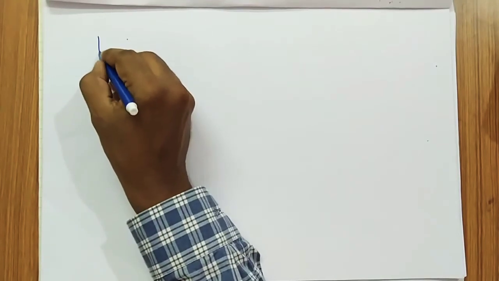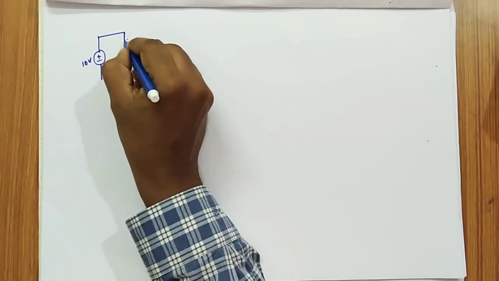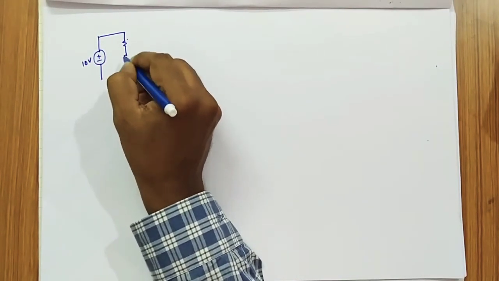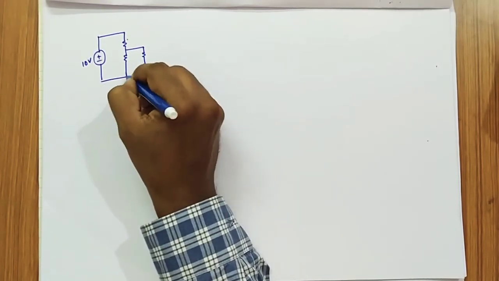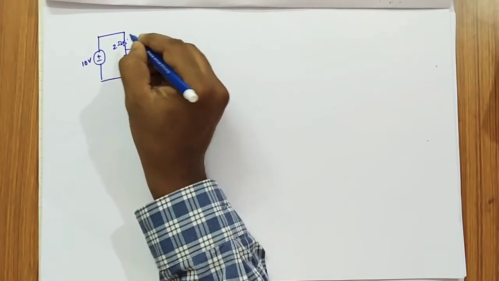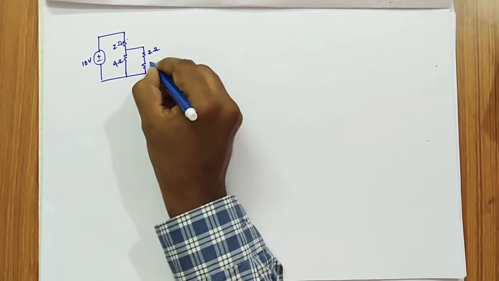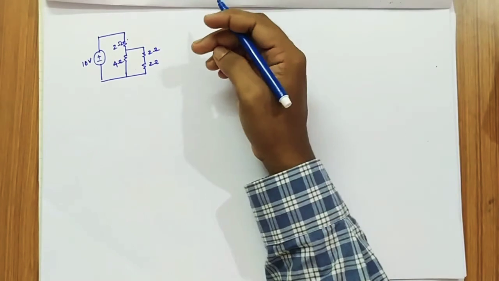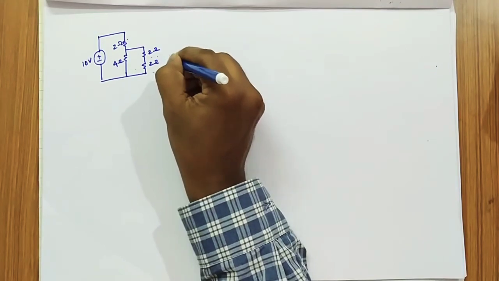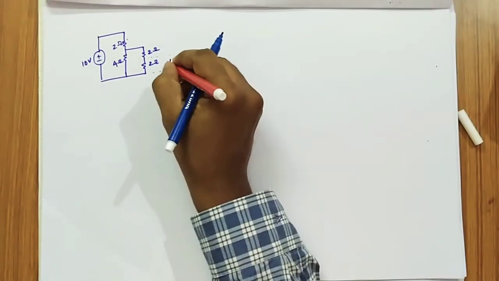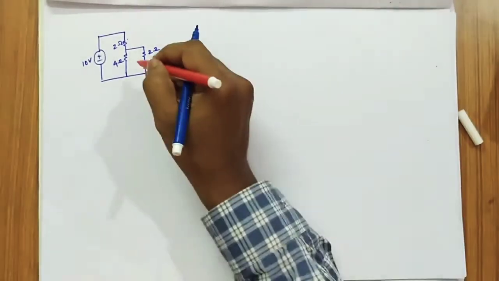So I am taking a circuit having a voltage source of 10 volts and two resistors, and again a resistor like this. This is a small circuit. In an exam, if they ask you to find the voltage across this 2 ohms resistance, which I am naming Vx, so I want to find the voltage across this 2 ohms.